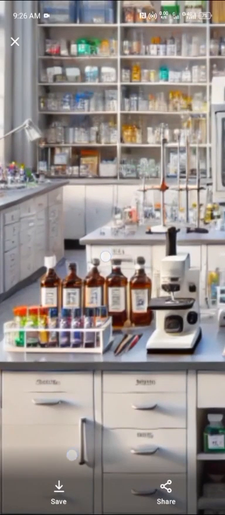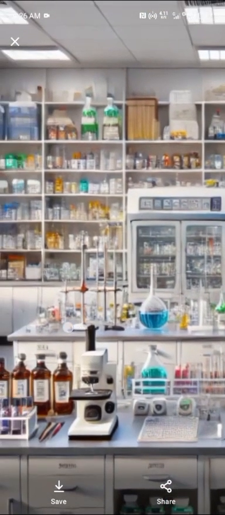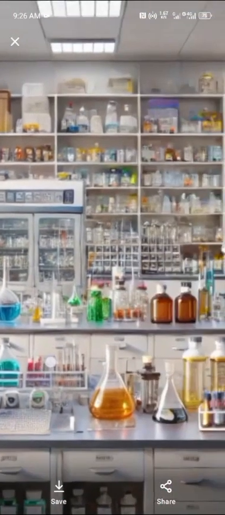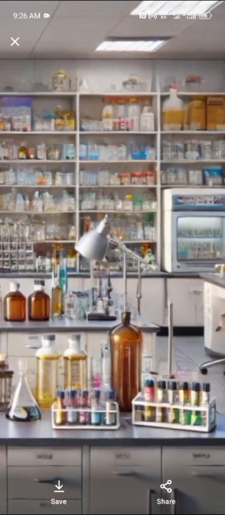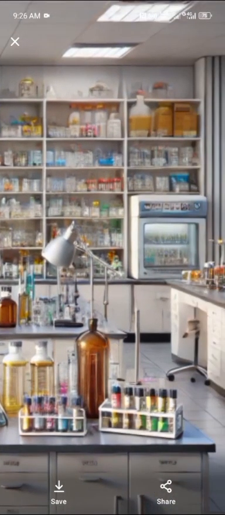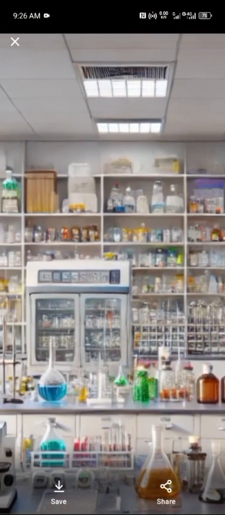These are reagents. This is a microscope. I have the conical flasks here. You can see I have the test tube rack, look at the cupboards, look at the chemicals. In fact, you can see that I have gotten the best out of it.